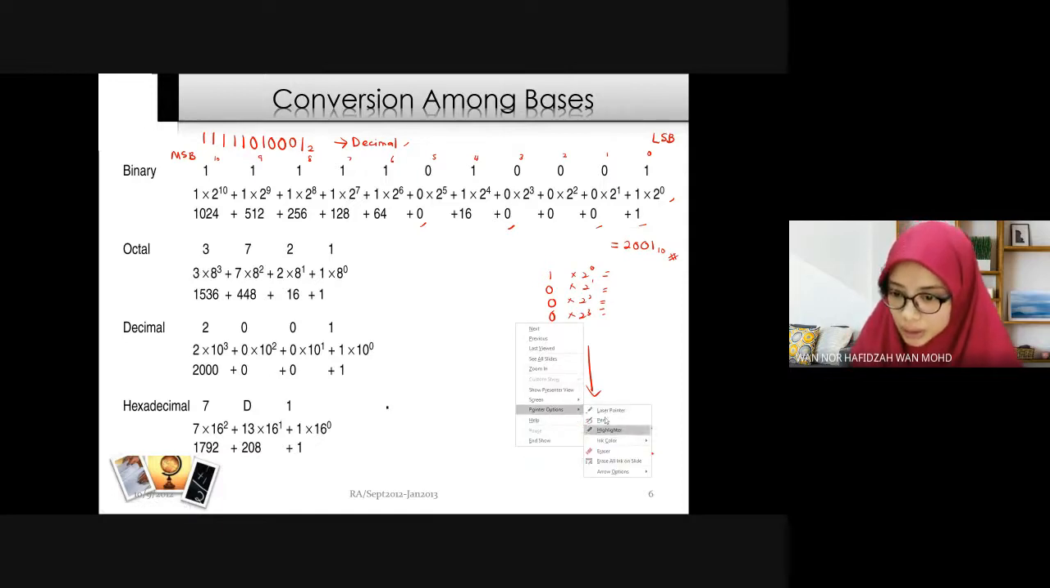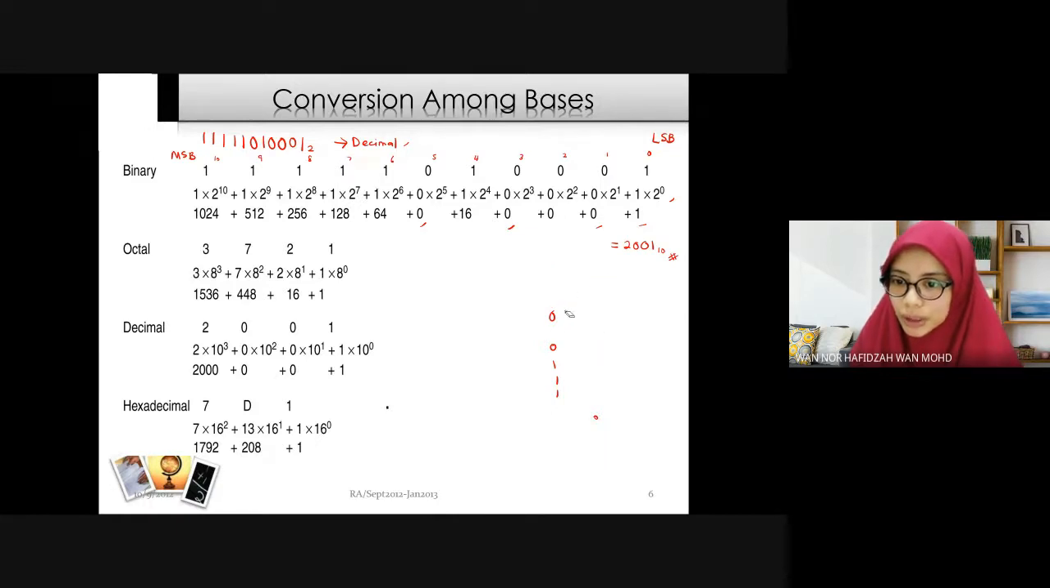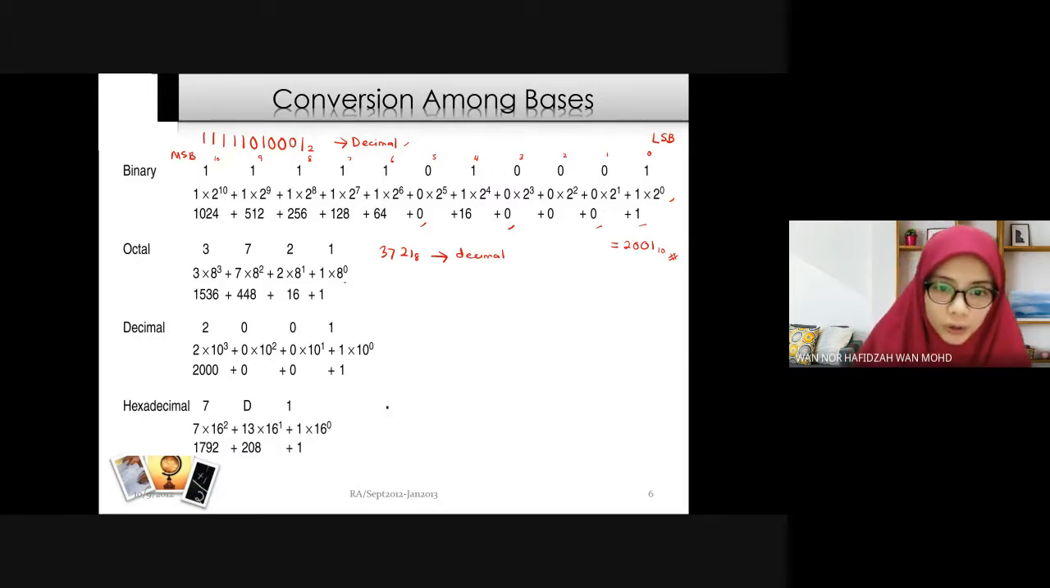Right, next we move to octal. For octal we have 3721 base 8, convert into decimal. Same goes for octal, we should start from 8 to the power of 0. So this is LSB, this is MSB.